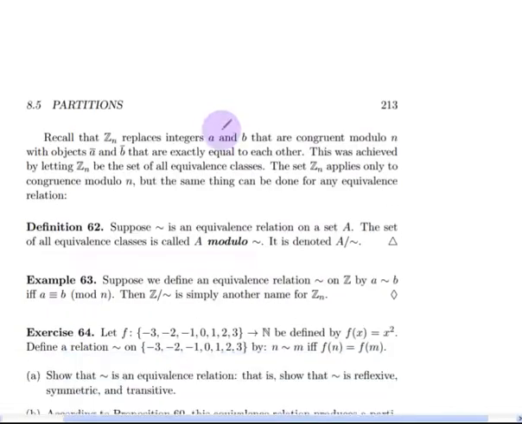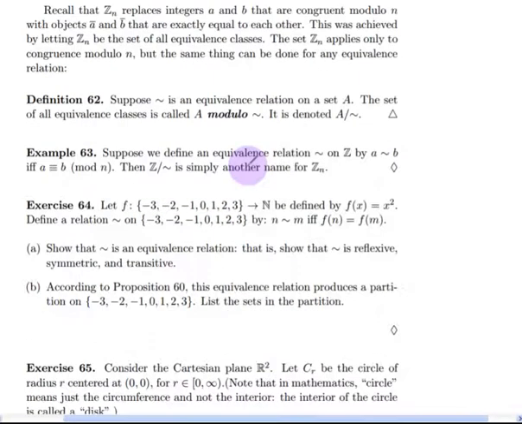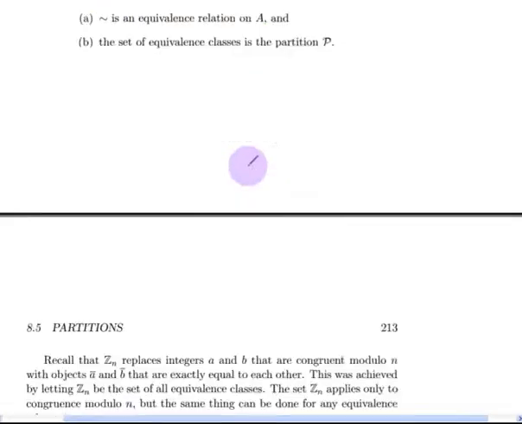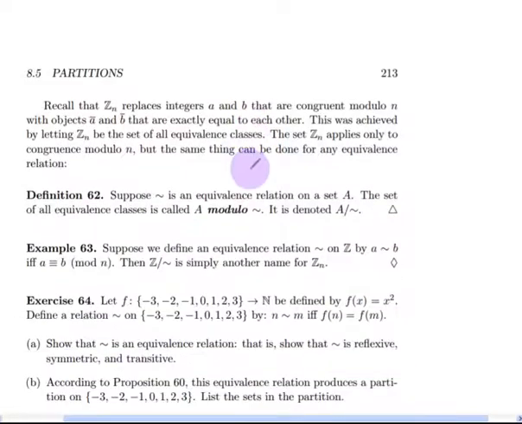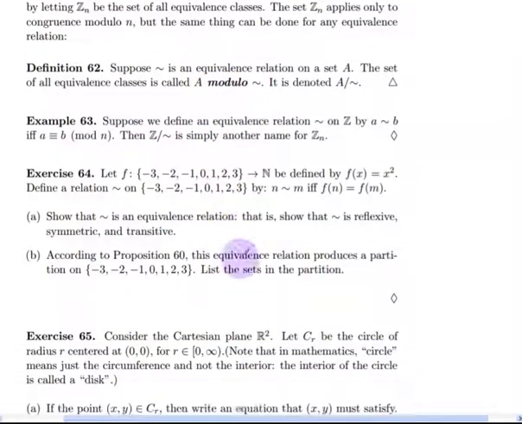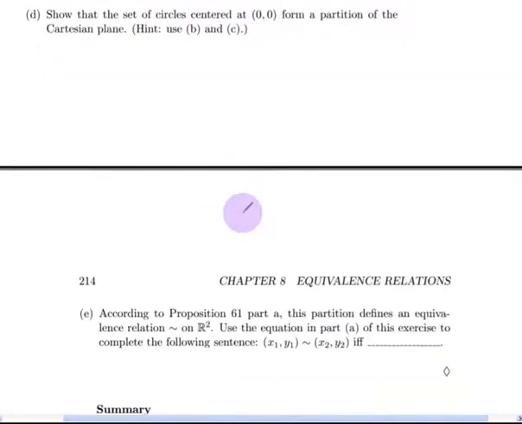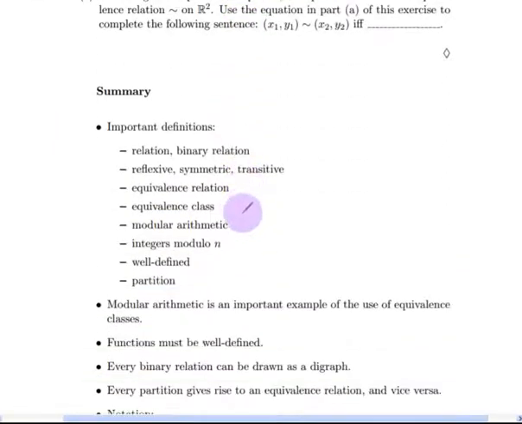Okay, so where are we? And we have various examples here. Okay, and that's it for this chapter. Lots of examples to work. Should give you a lot of familiarity with the concepts.